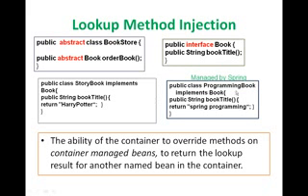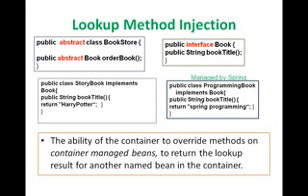I have defined an interface Book. I have two books, one is a story book and the other one is a programming book, which implement the Book interface. Now when I call the order book method, my bookstore is an abstract one, but when I call the order book method through an implementation, I want a programming book to be returned rather than a story book.